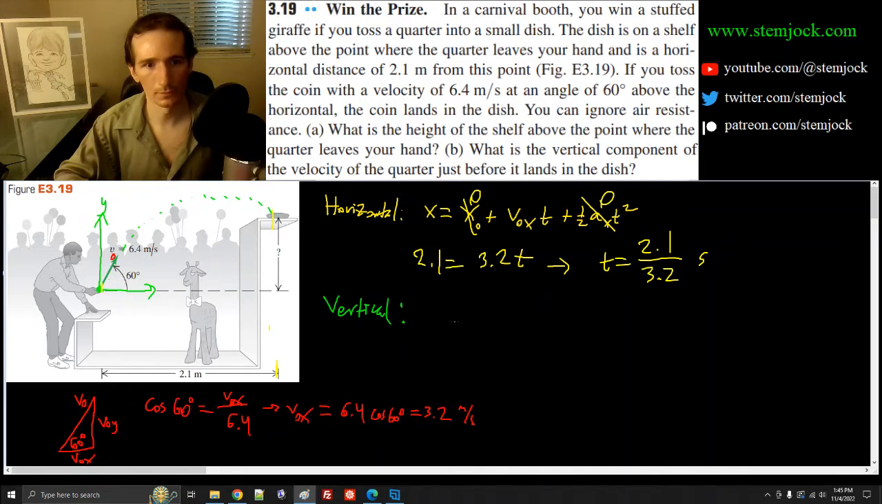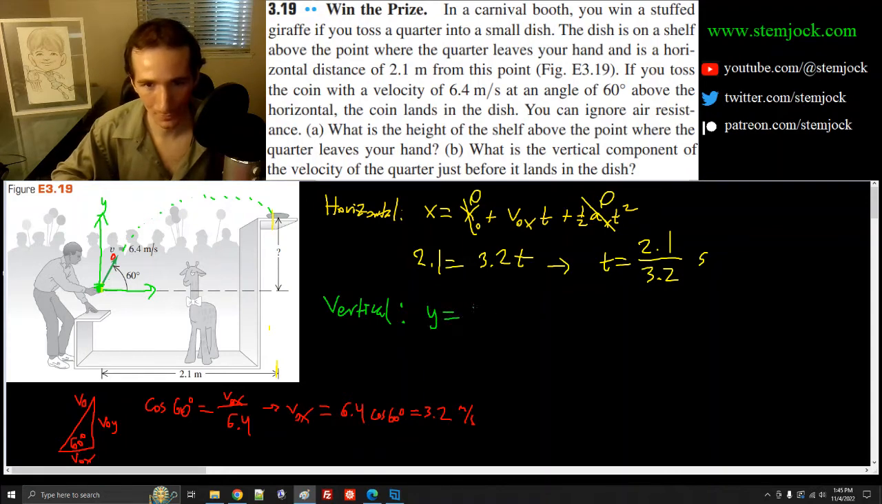This is the one that will give us the final, which will give us the height of the shelf. That is going to be... actually, let me just, I'm getting ahead of myself. Let me write down the corresponding kinematic equation in the y direction. V0y t plus 1/2 ay t squared.